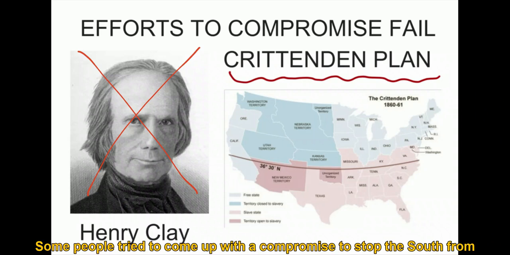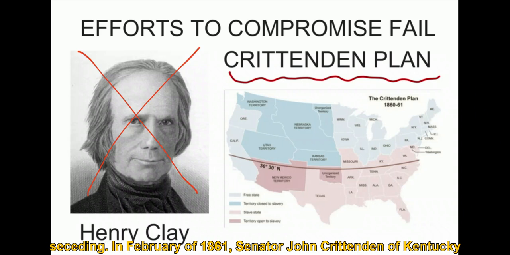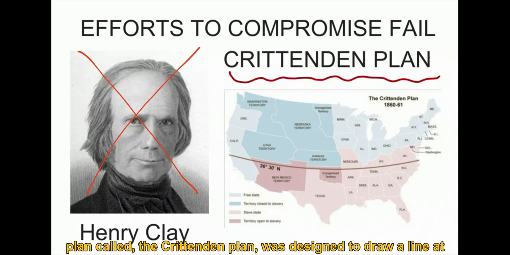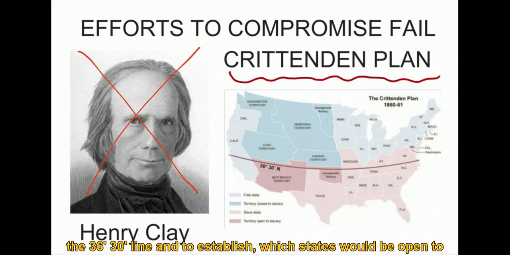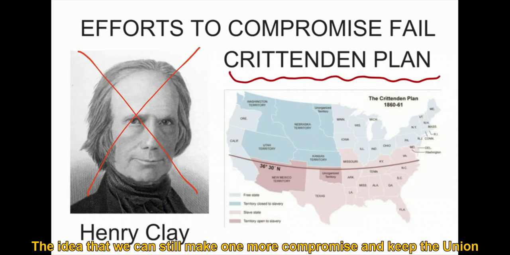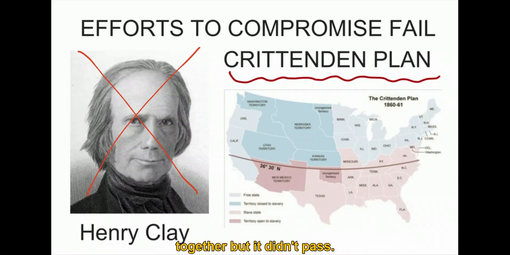Some people tried to come up with a compromise to stop the South from seceding. In February of 1861, Senator John Crittenden of Kentucky created a compromise plan, which you can see on this map below. His plan, called the Crittenden Plan, was designed to draw a line at the 36°30′ line and to establish which states would be open to slavery and which ones would be closed. The idea was that we can still make one more compromise and keep the Union together, but it didn't pass.